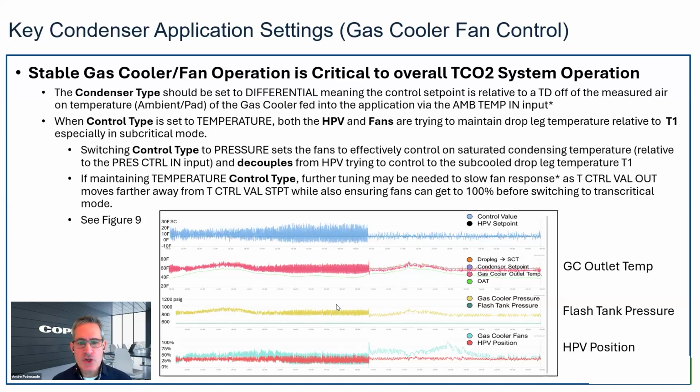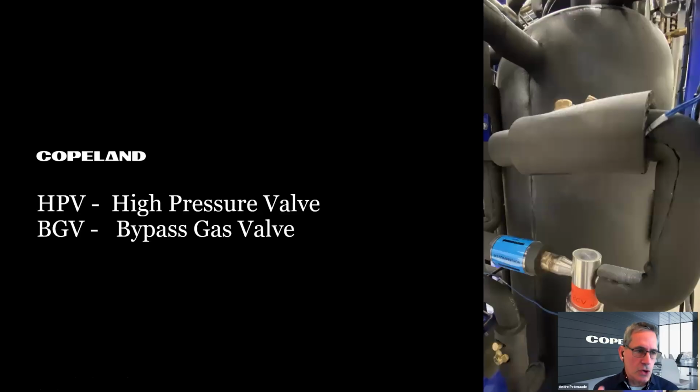So when we changed it to control type, everything just settled right out. My subcooling was maintained reasonably. Gas cooler outlet temperature settled out, and it was right tracking with ambient, which is the green line. My gas cooler outlet pressure settled and everything settled out. So it's important to make sure you have the right order of set points in there.